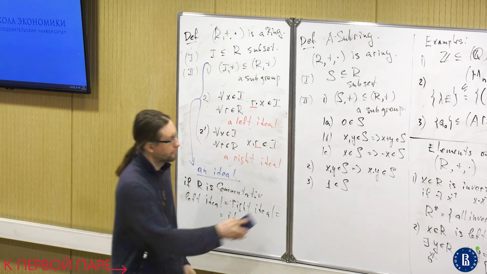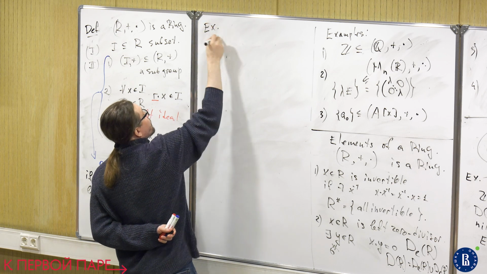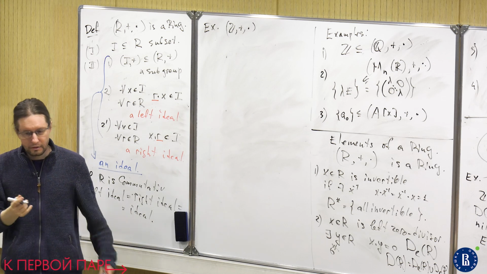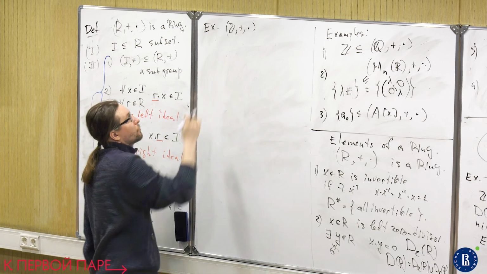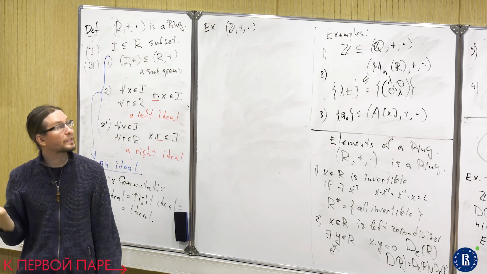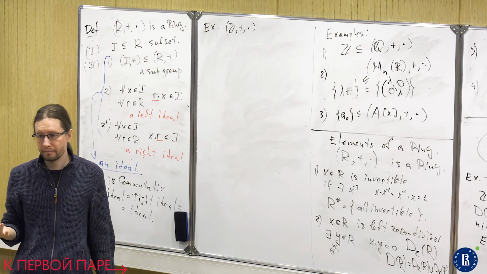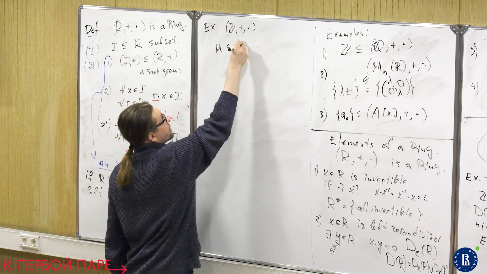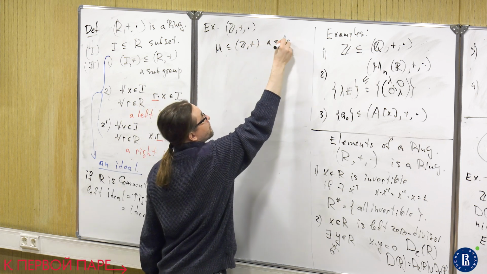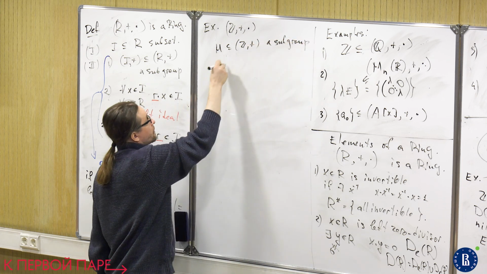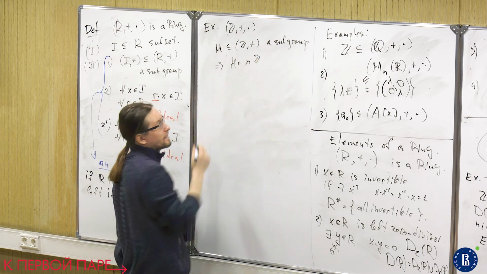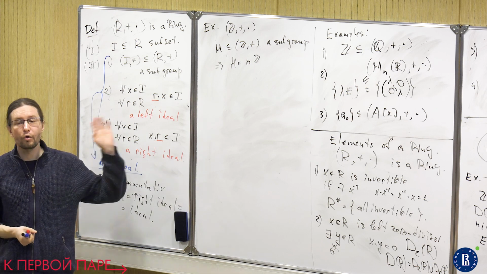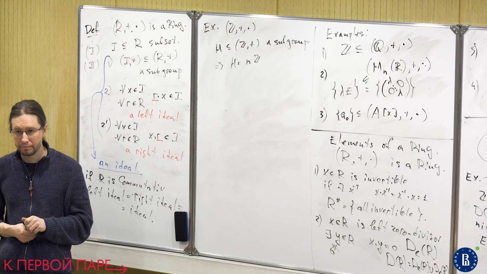So let me give you an example. Let's take Z to be our ring. Then we already know how the set of all subgroups with respect to addition looks like. We know that every subgroup, so if we take H a subgroup of Z with addition, then H is of the form Z times n for some integer n. And these are all possible subgroups. There are no other subgroups.